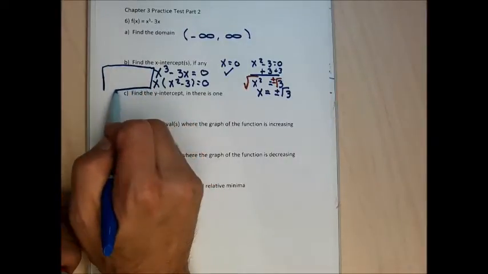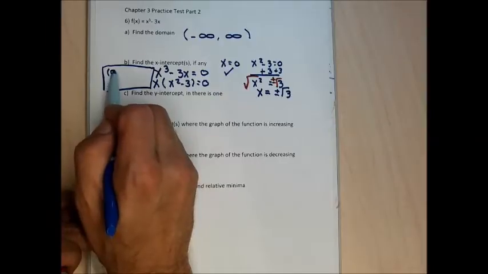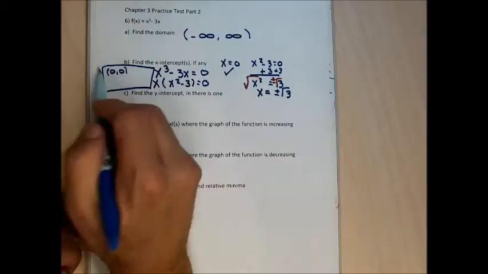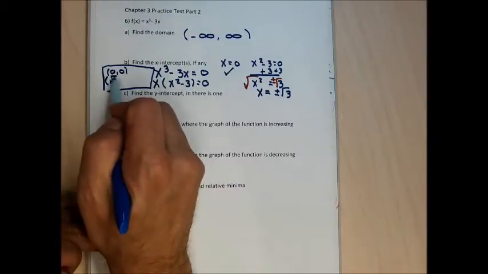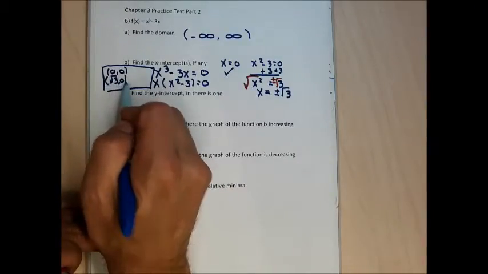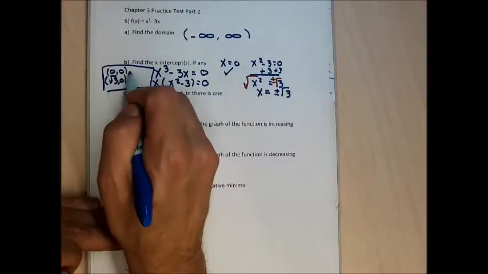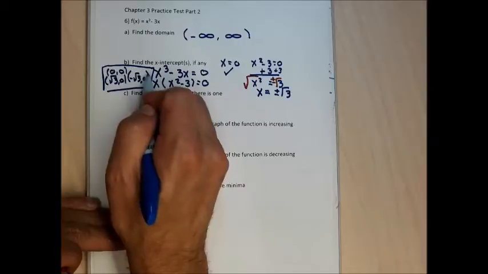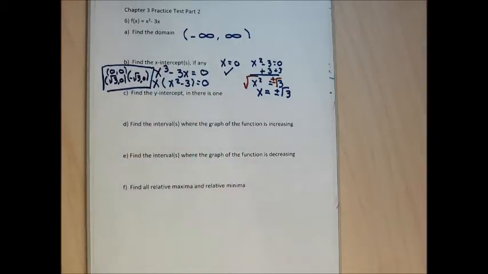An x-intercept always has a 0 in the y-coordinate. So I'm going to write 0, 0 for that. And then positive square root of 3, 0 for the plus square root of 3. And negative square root of 3, 0 for the minus square root of 3.